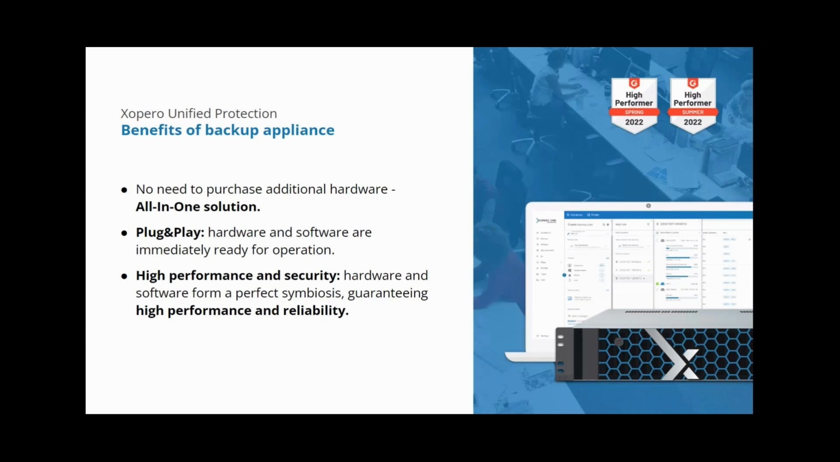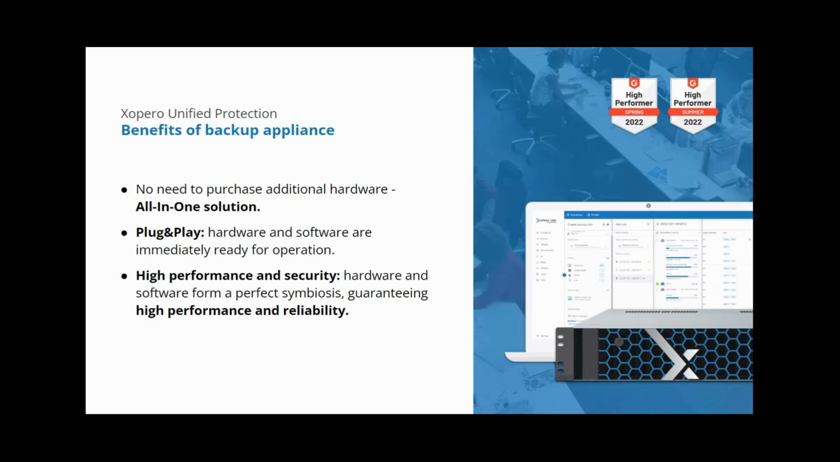It's an all-in-one solution that is pre-configured and instantly ready to operate. This means that it will work in a classic plug-and-play mode. All you need to do during the implementation is to unpack, plug it in your network, distribute agents among your devices, and set up your backup plan, or use a predefined backup plan included in the software. In case of Xopero Unified Protection, the management console is installed on the device, and by default, the device is also your target storage.